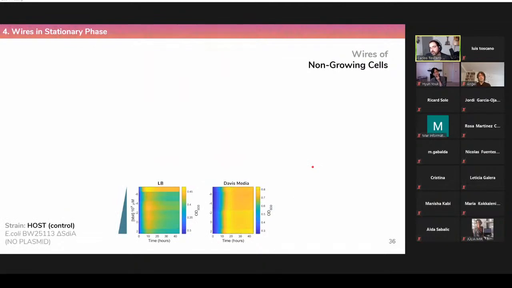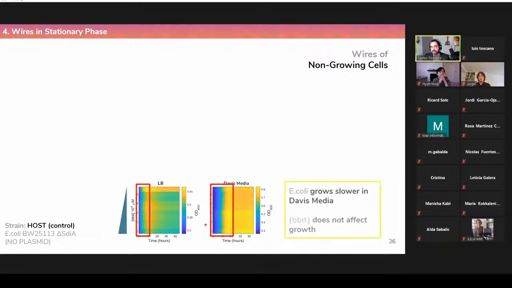What happens with the host cell without any plasmid if we expose it to a different concentration of BioBit in LB media or in Davis media over time? And we are going to measure optical density at 600 nanometers, so cell concentration. We can see that E. coli grows slower in Davis media, which is a minimal media, in this case supplemented with 0.4% glucose. But BioBit concentration does not affect growth of the host cell.